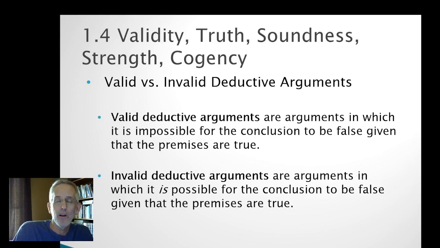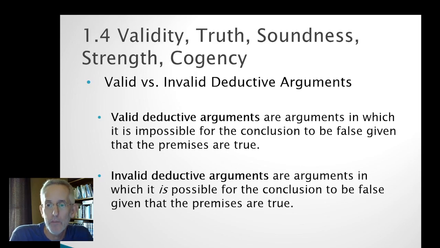A valid deductive argument is an argument in which it is impossible for the conclusion to be false given that the premises are true. Now you might ask yourself, doesn't that just sound like the definition of a deductive argument that we were given earlier? Technically it is, because the definition of a deductive argument that I gave you was a definition of a valid deductive argument. But understand what's being conveyed here.